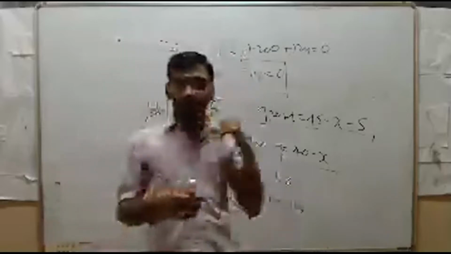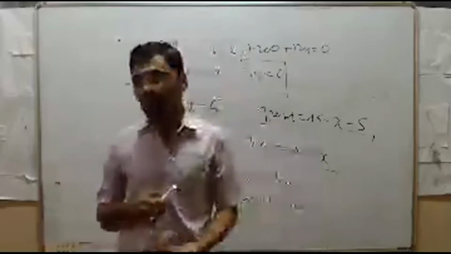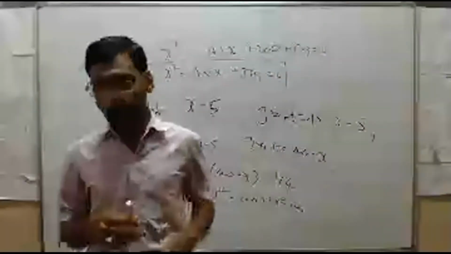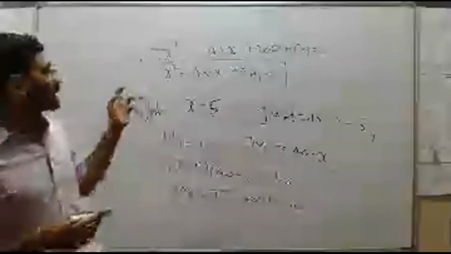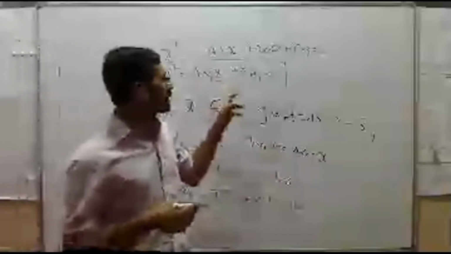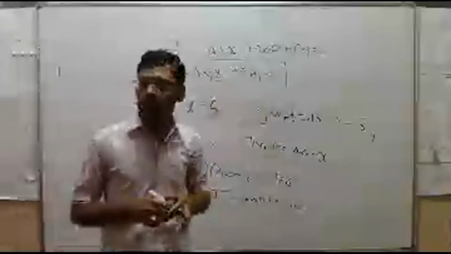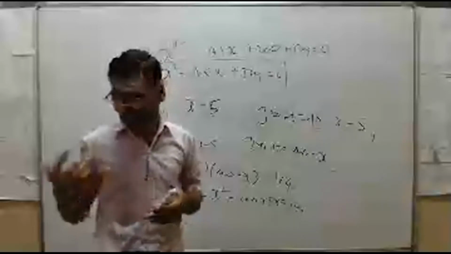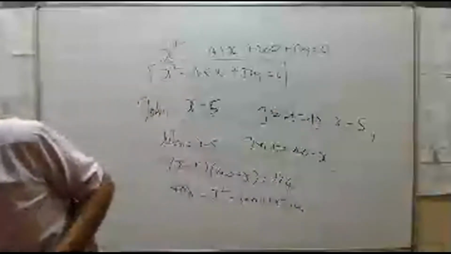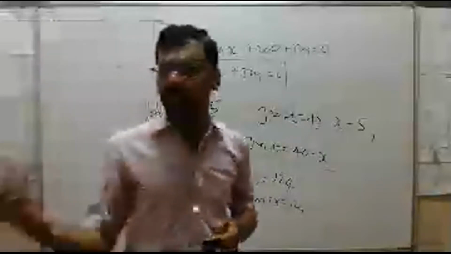For this reason, x minus 5 into 40 minus x is equal to 124. After simplification, the entire situation is in the form of a quadratic equation: x square minus 45x plus 324 is equal to 0. Okay. Another example is this. We will solve this example next class.